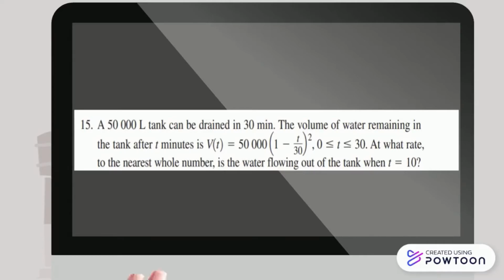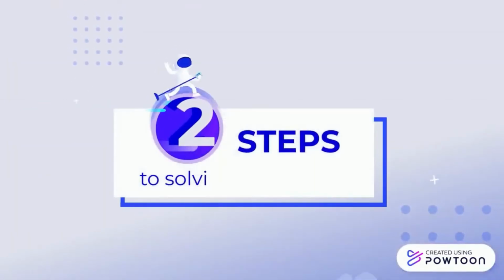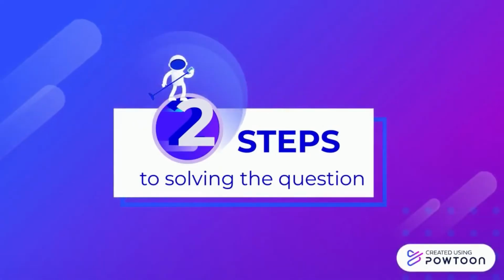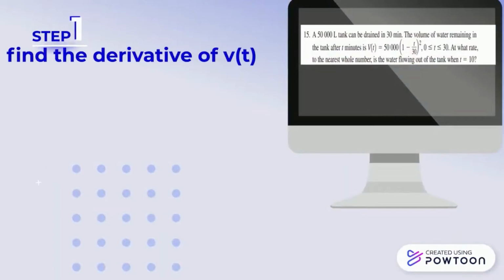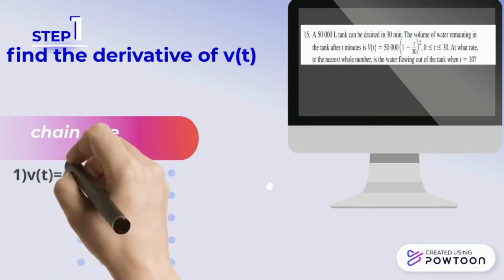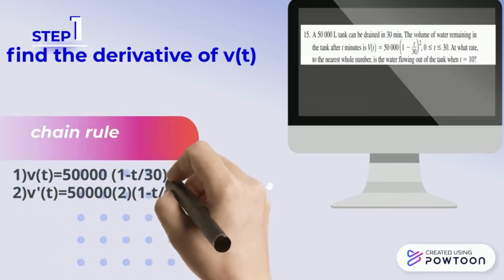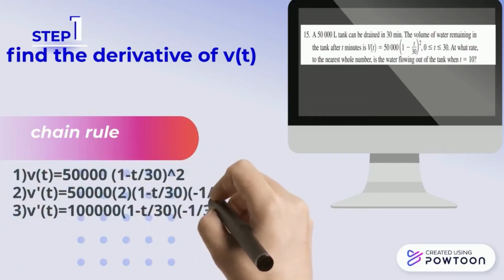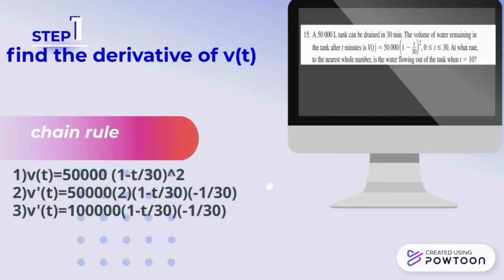For this problem, only 2 steps are necessary to solve it. Step 1. Find the derivative of V(t). The use of chain rule is necessary to solve this problem. Part 1. V(t) equals 50,000 times (1 minus t over 30) squared. That's the function of this problem. Part 2. Find the derivative of the function. Part 3 is the simplified version of the function.